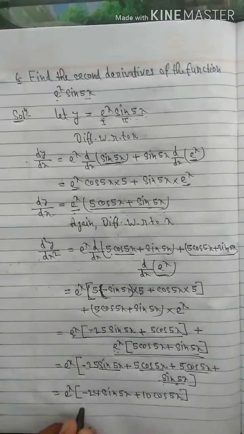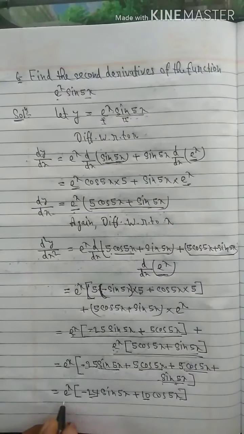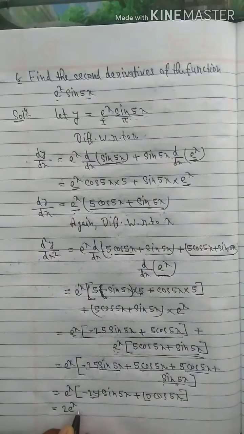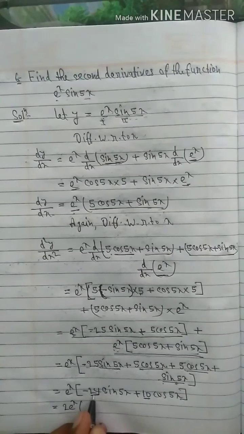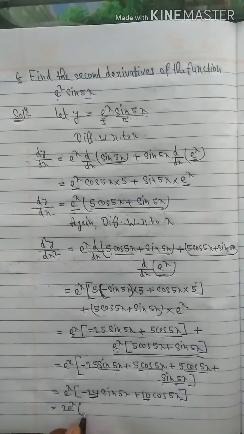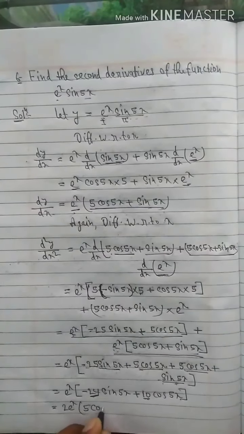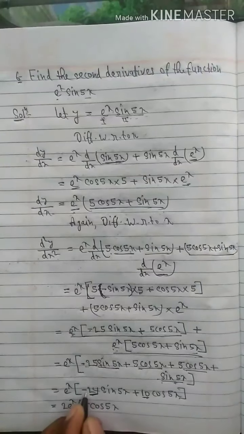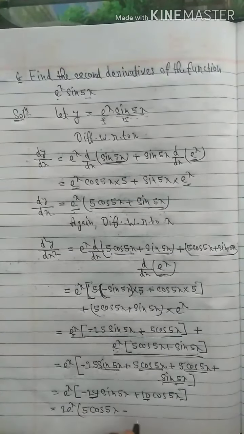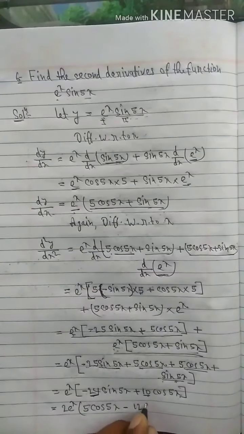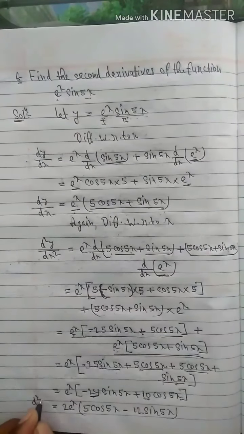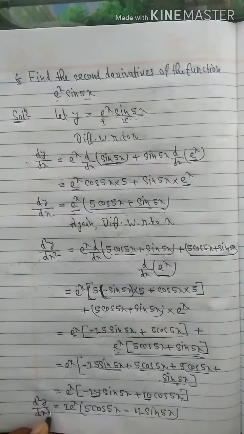And now see here 2 is a common factor, so 2 e to the power x, and from here left minus 12 and from here 5. So the positive sign we write first, then we can write 5 cos 5x, and this negative minus, after taking 2 here, it will be left minus 12 sin 5x. So this is the second derivative. So now this is your answer.